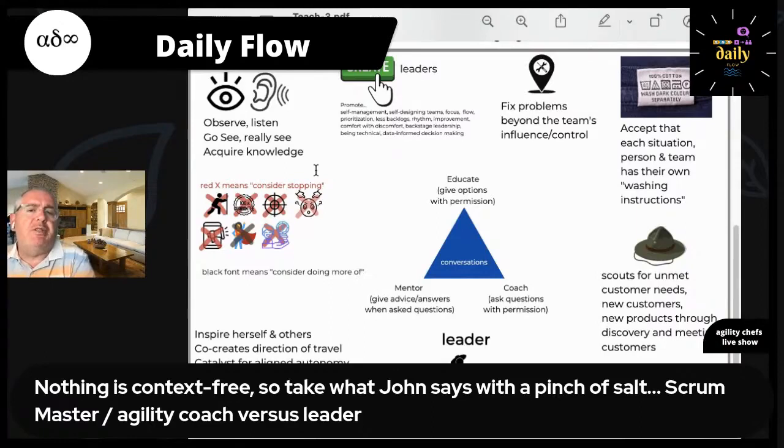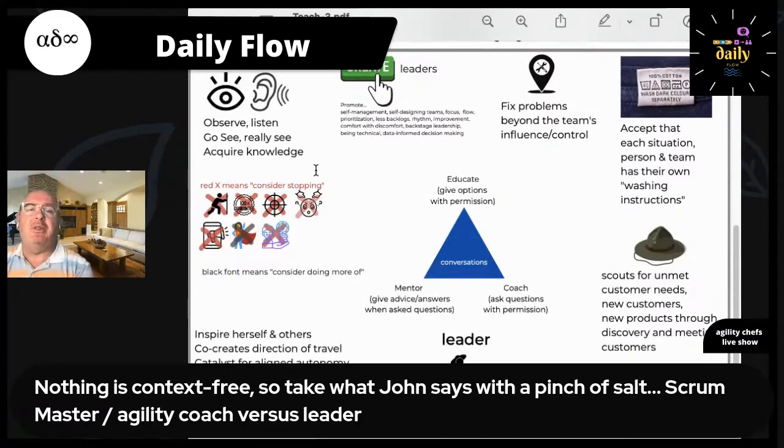But a leader should be inspiring herself and should be inspiring others, and should co-create the direction of travel. Where are we going? And should be a catalyst for what we call aligned autonomy. So encouraging autonomy in teams, but also alignment. So alignment behind some kind of direction that we're going in. So very, very similar. In addition to that, you've got creating new leaders. So a really good leader will create new leaders without leadership actually being a position.